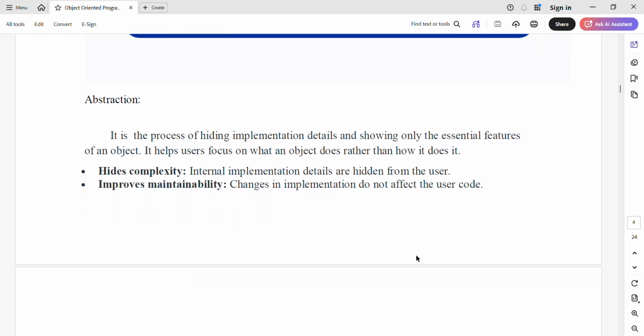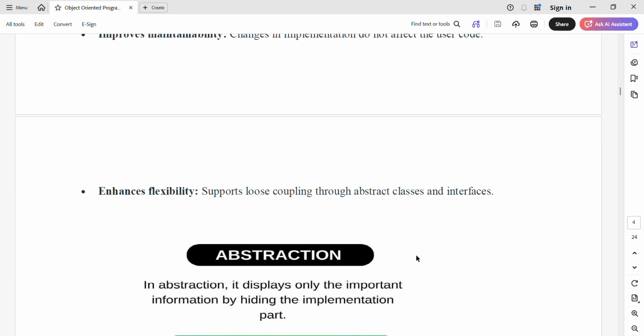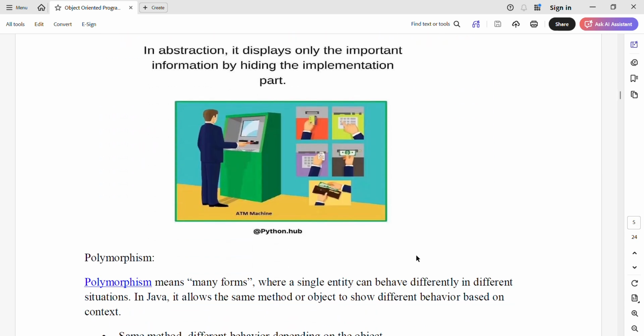Next thing is abstraction. Let us consider an example here. We are going to an ATM, right? In the ATM, we just enter the PIN, enter the money, and withdraw the cash. But do we know the operations happening behind it, like how the ATM PIN is validated, how the amount that we entered is dispensed as cash? Do we know the implementation or back-end details? No, right? That is also not needed. So, abstraction displays only the important information by hiding the unimportant part.